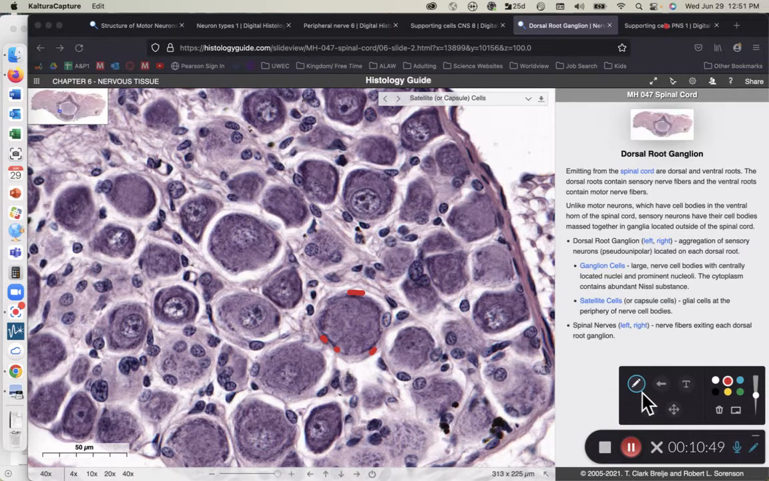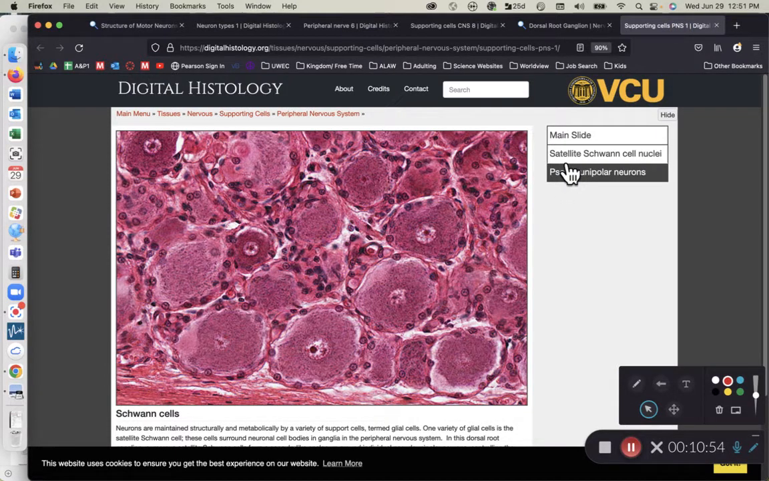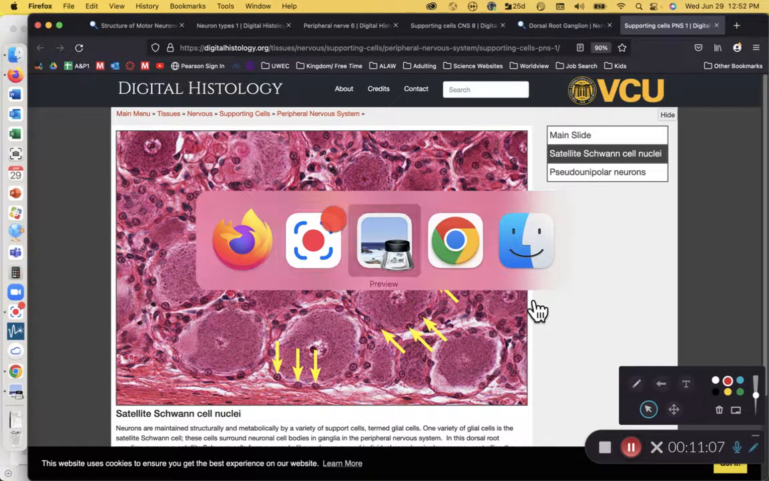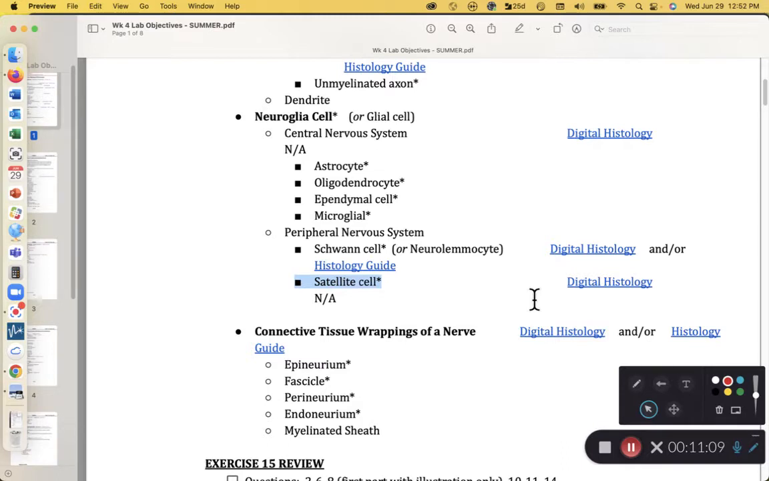So if we go back to, let me clear the screen again here, that initial image I had pulled up, we can see the satellite cell nuclei very clearly in this image. This image is really optimized to highlight satellite cell nuclei. So those are the two glial cells of the peripheral nervous system, and then the four glial cells of the central nervous system.